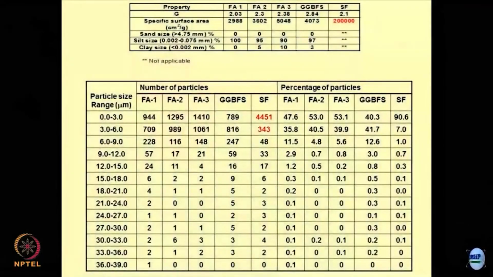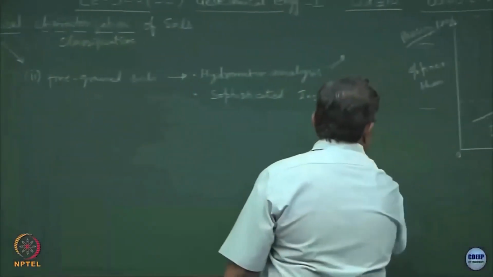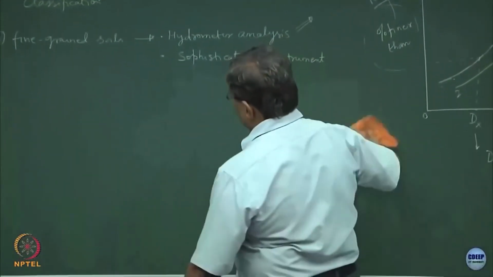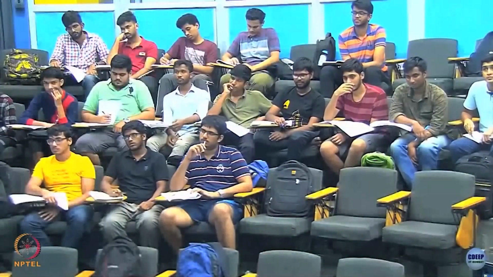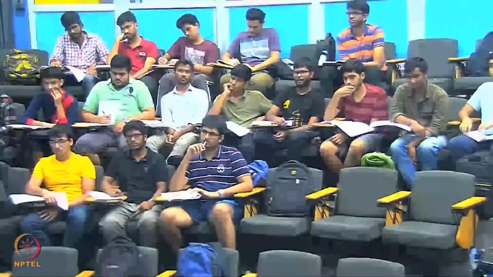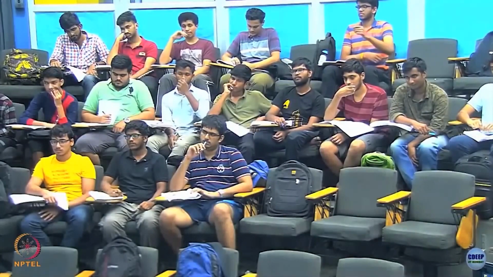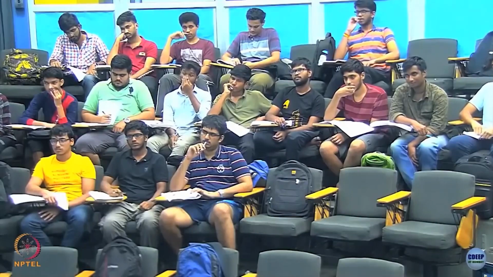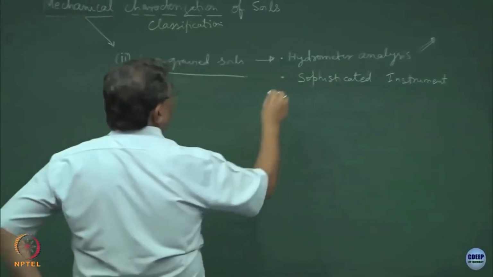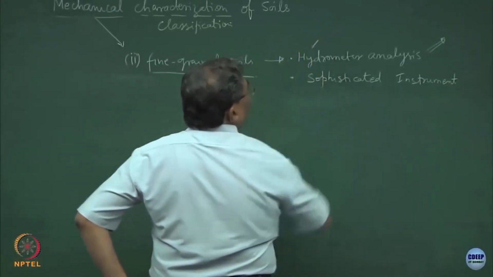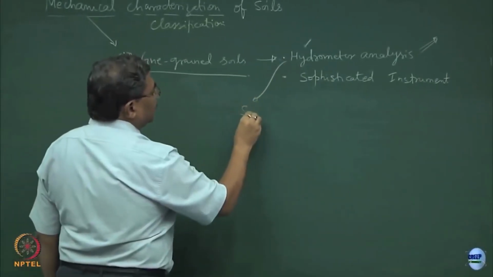Now, let me start discussing the fine grained soils. I am sure you must have dealt with fine grained materials like silty, clayey, sandy soils in your laboratory experiments. It becomes difficult if you are dealing with the fine grained materials. So, one of the ways to find out their particle size distribution characteristics would be hydrometer analysis. This is also known as sedimentation analysis.